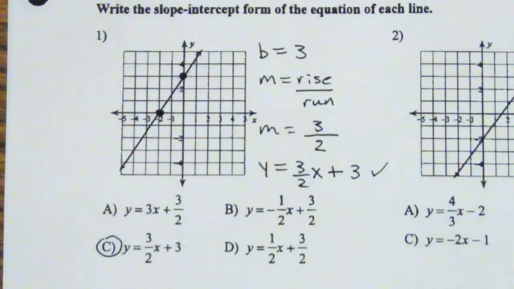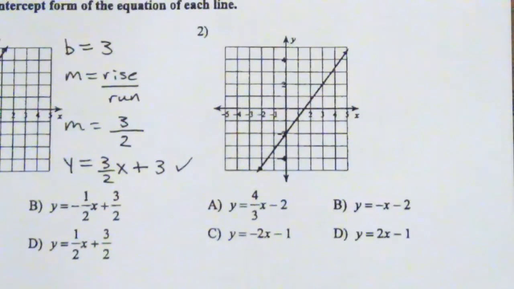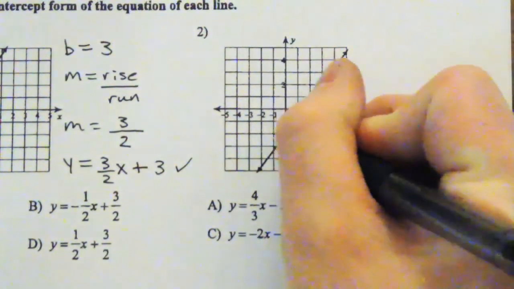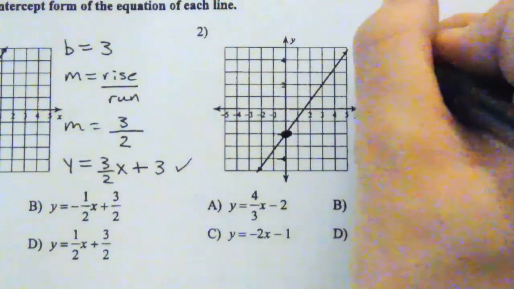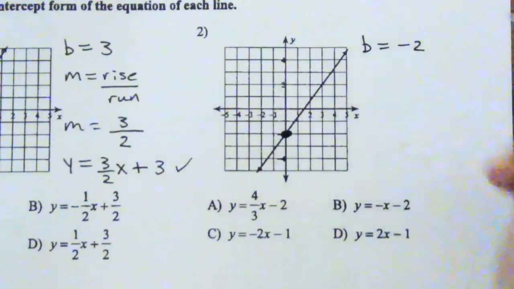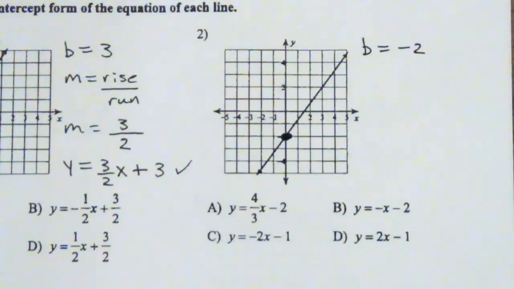We're going to try number 2 next. Go ahead and try number 2 and see if you can get it before me. The first thing that you're going to do for number 2 is figure out what the y-intercept is. That's going to be where the line crosses the y-axis, the vertical line. It's going to cross at -2. So I'm going to put a dot there, and I'm going to write b equals -2.